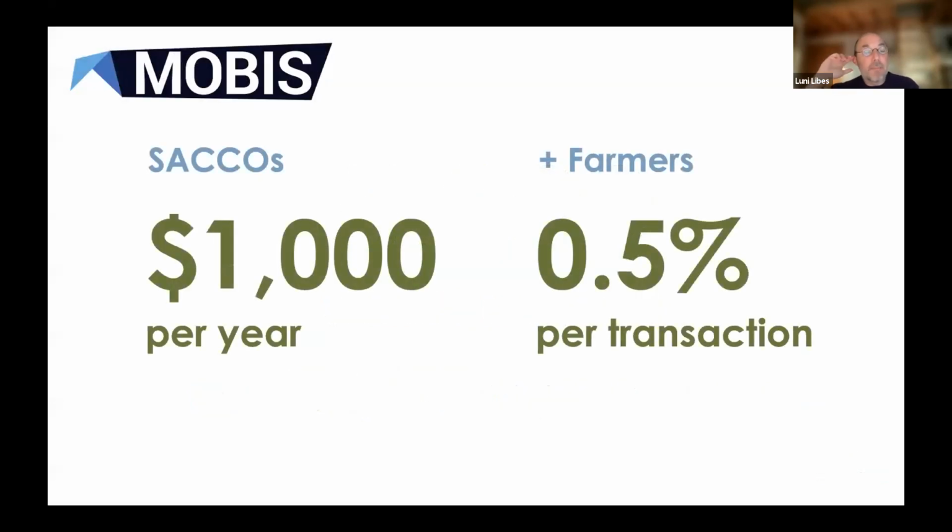So how do we make money? It's really simple. We charge $1,000 per year to the SACCOs, and then we charge a small transaction fee whenever money is moved around on the system.